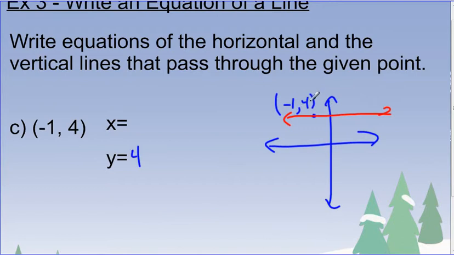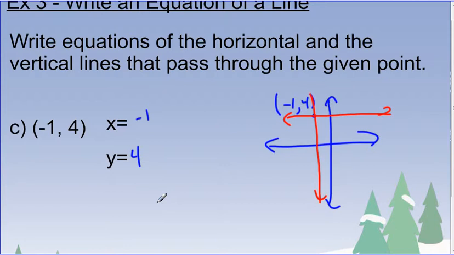The vertical line, all of the x values go over -1, over -1, over -1. They all go through -1. And that's all there is to it.